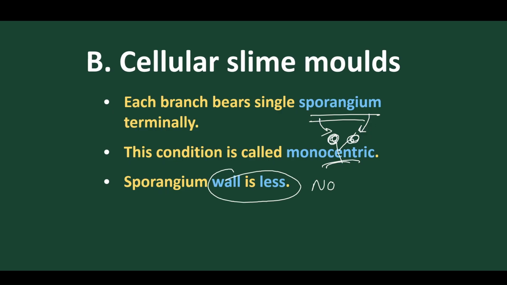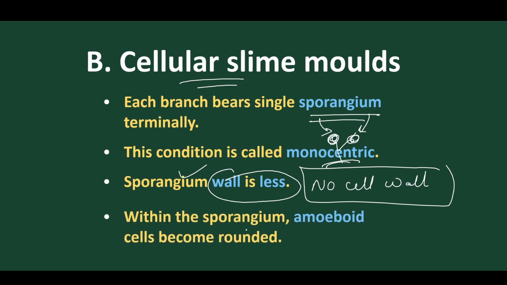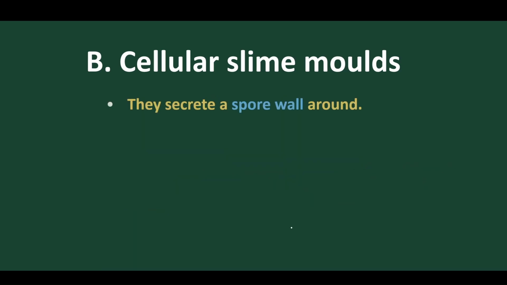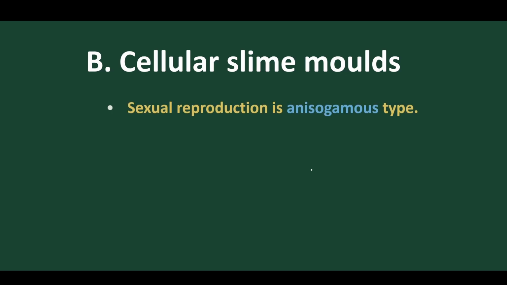Sporangia don't have a wall, no cell wall is present. But in the cellular form, a cell wall is found to be present, like the peridium. Within the sporangium, we find amoeboid cells, and spore walls are present around them. On the approach of favorable conditions, these spores are liberated and germinate into a new organism.